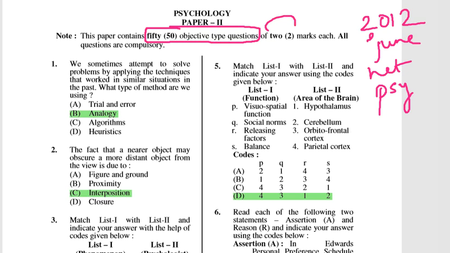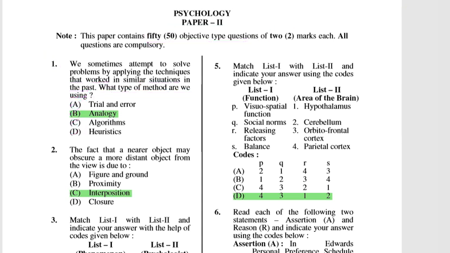Alright, so let's start. Question number 1 states that we sometimes attempt to solve problems by applying the techniques that worked in similar situations in the past. What type of method are we using? Options are given as A, trial and error, B, analogy, C, algorithms, and D, heuristics. The correct answer for this is option B, analogy. You can note it down.